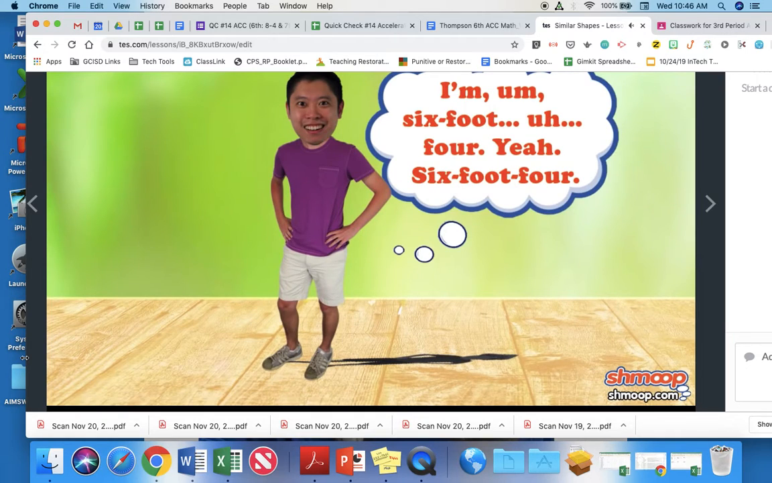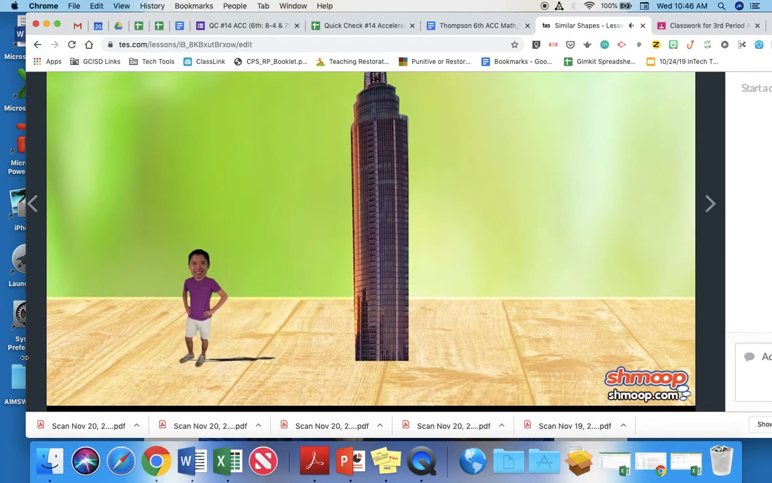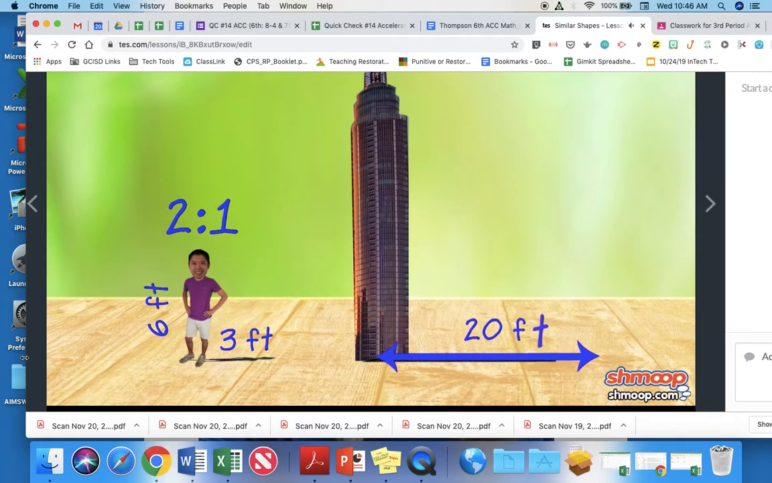You know how tall you are, right? Now you can measure the building's shadow, and the proportion of actual height to the length of its shadow will be the same for you as for the building. So if you cast a 3-foot-long shadow and you're 6 feet tall, looks like the ratio is 2 to 1. So if the building casts a 20-foot-long shadow, the building's top must be 40 feet high. Same ratio, 2 to 1.